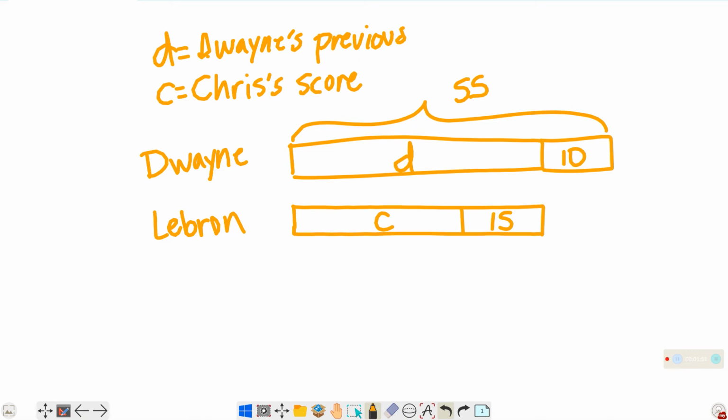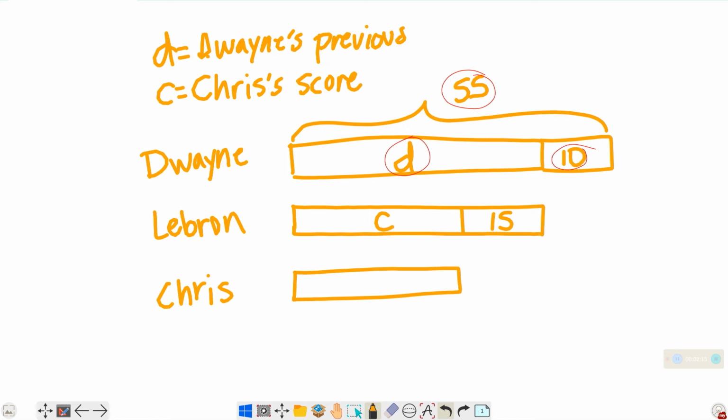So for Chris, his piece is just C. How could I figure out how much goes in here? I know the total is 55, and a part is 10. So to figure out the other part, I'm going to replace the D with a 10, or with the difference between 55 and 10, which is 45. So now I know this whole amount should be 45.